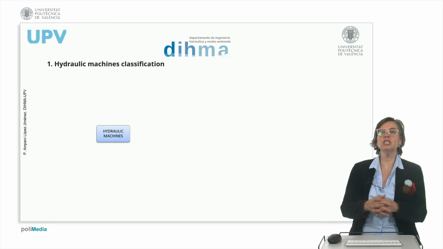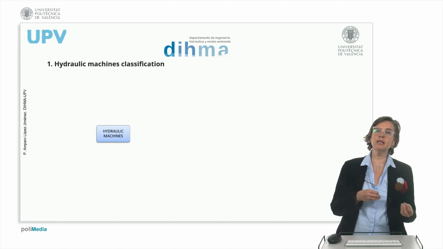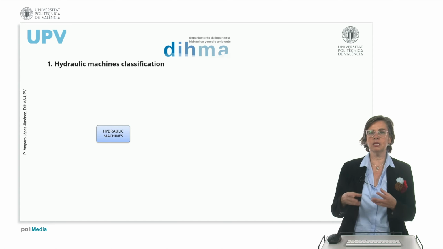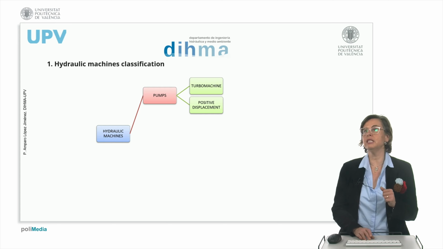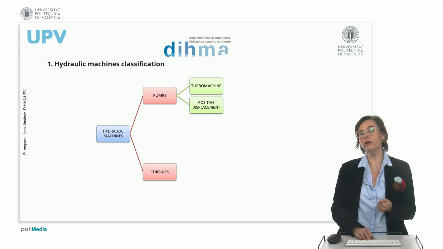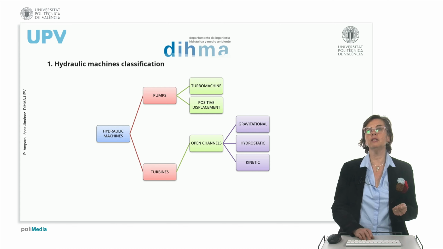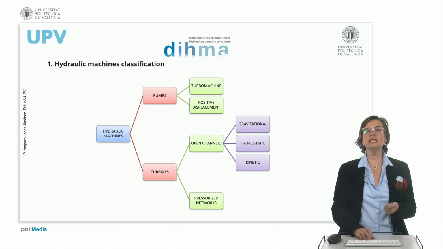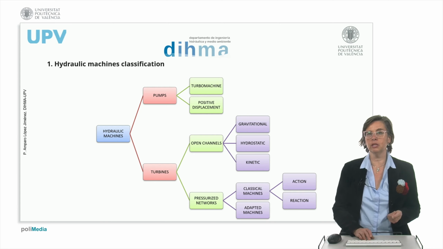So hydraulic machines are systems that are thought to transform energy from mechanical into hydraulic, in both directions. So we will have pumps when we get hydraulic energy, turbo machinery and positive displacement machines, and we will have turbines when we obtain, in this case, mechanical power or electrical power instead. So we will have open channel turbines, gravitational, hydrostatic and kinetic, and pressurized network turbines in terms of classical machines of action and reaction and reverse machines.